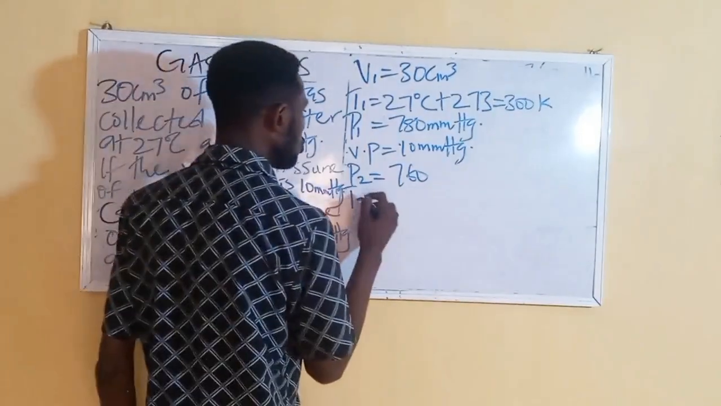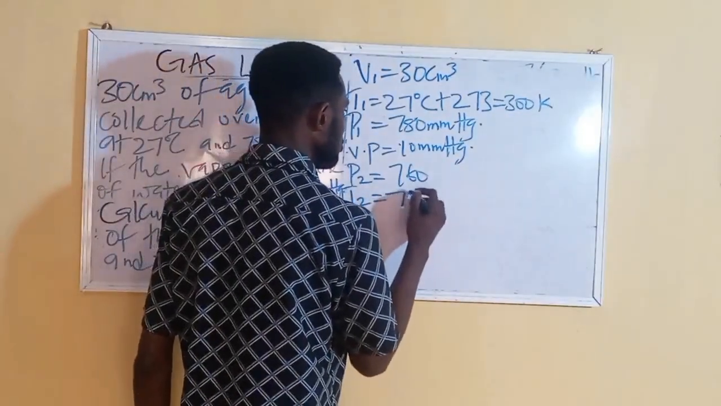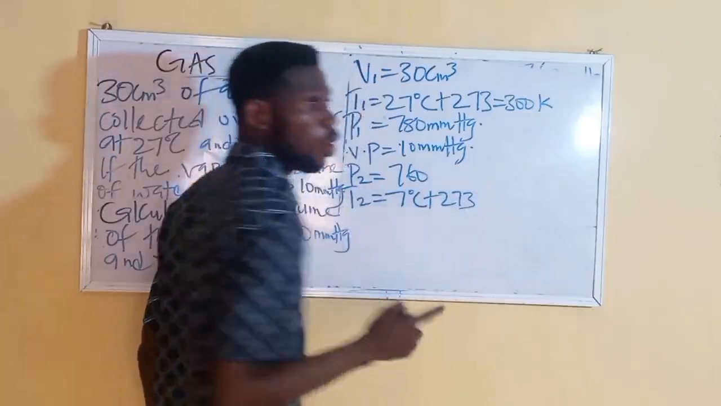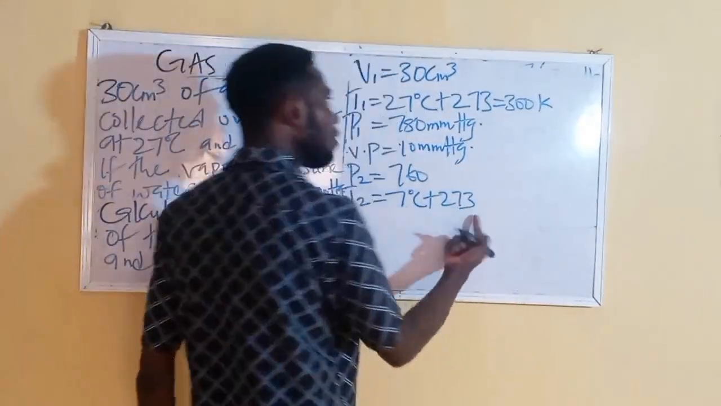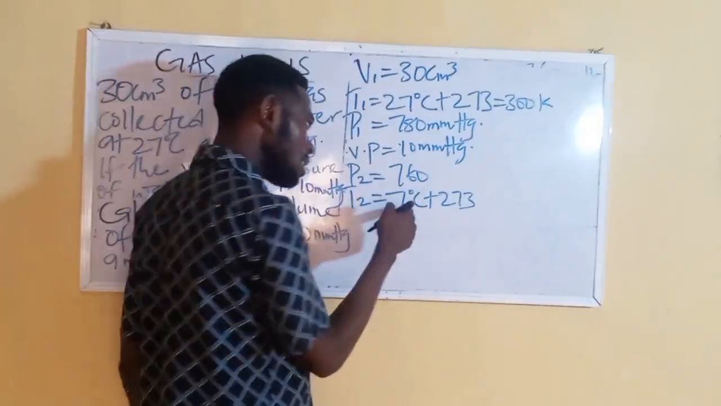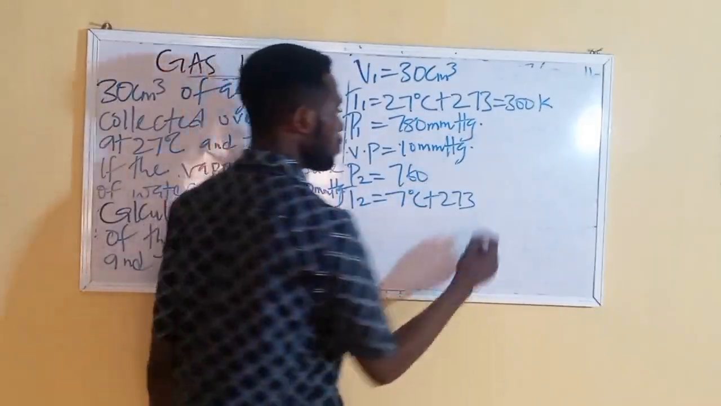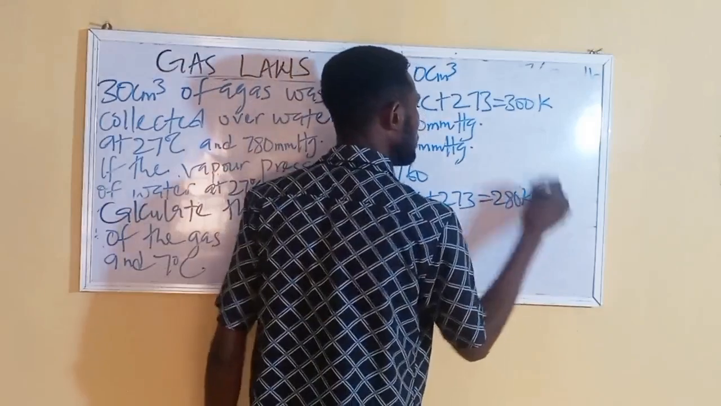And 7 degrees Celsius. That means our T2 here is 7 degrees Celsius plus 273. Always remember that: plus 273, because you're adding this. You have to convert it to Kelvin. Anytime your temperature is in Celsius, it must be converted to Kelvin. So you have 280 Kelvin.